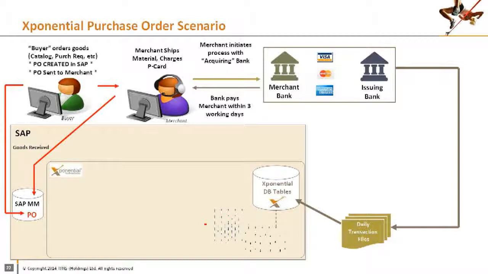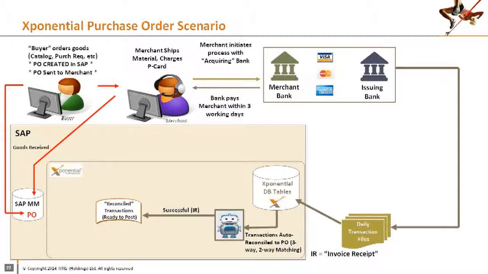If the PO number has been stamped on the transactions, and it should be, unless they're a level 1 merchant, then we are able to auto-reconcile the transactions back to the PO, and we can do the invoice receipt automatically using 3-way or 2-way matching. So the result of that auto-reconciliation is a successful invoice receipt on the PO, and the transaction is left in a ready-to-post state.